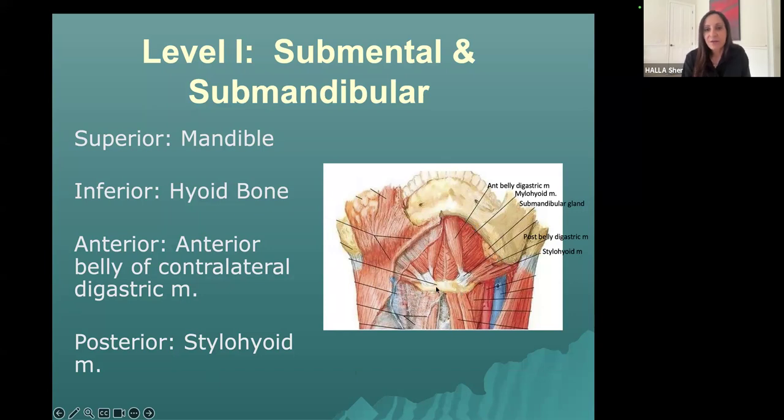Inferior border is the hyoid bone. The anterior border of level 1 is the medial belly of the contralateral digastric muscle. So for left level 1, the anterior border is the right anterior belly of the digastric muscle. The posterior boundary of level 1 is the stylohyoid muscle here.